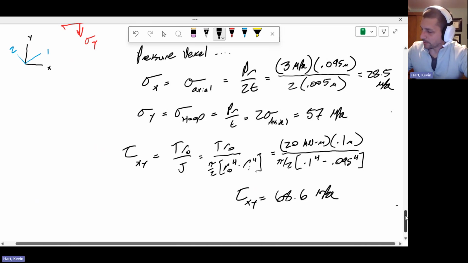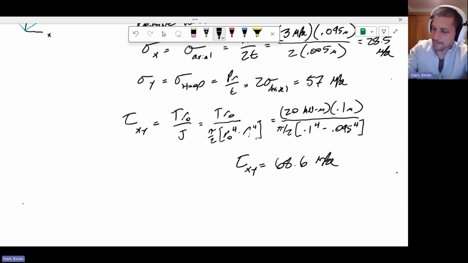All right. So that's probably the most difficult part of this, brushing off your mechanics of materials a little bit. Remember what the pressure vessel equation is, what direction is the axial stress, what direction is the hoop stress in our little coordinate system, what's the shear stress from torsion, those sorts of things.